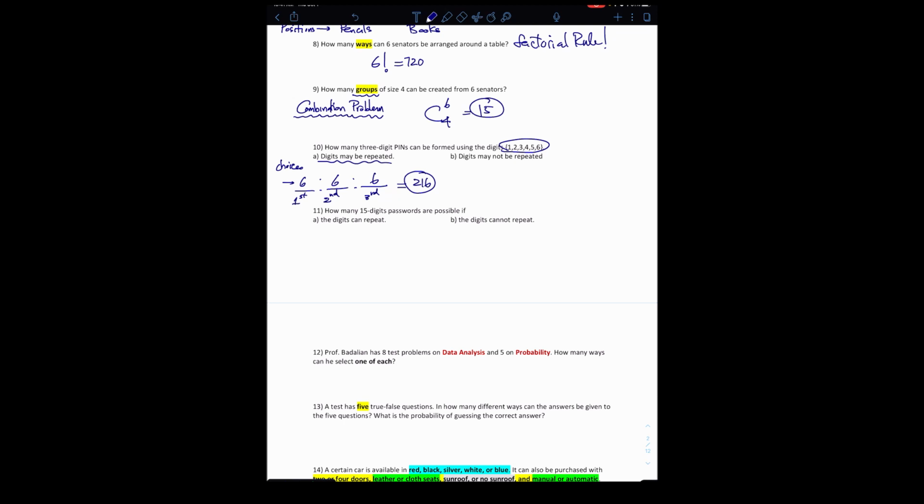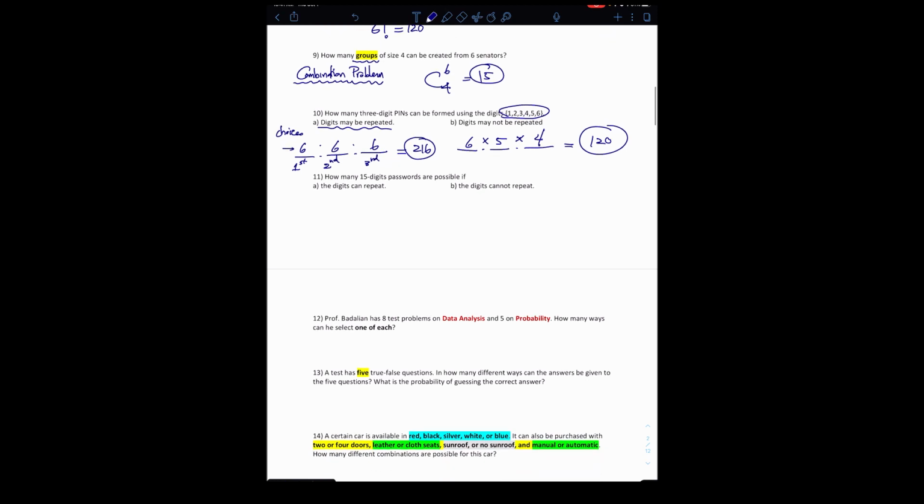The other one says they cannot be repeated, so the positions don't change. You still have 3 positions, but now they cannot repeat. So if you have 6 choices for the first position, you only get 5 choices for the second and 4 choices for the third. And this is pure MN rule. And that's just 120. And that's the answer for that.